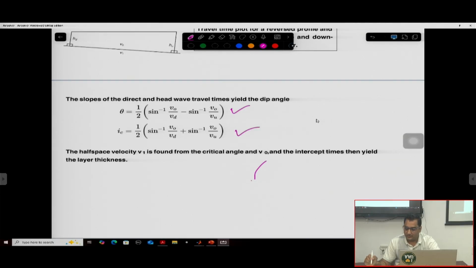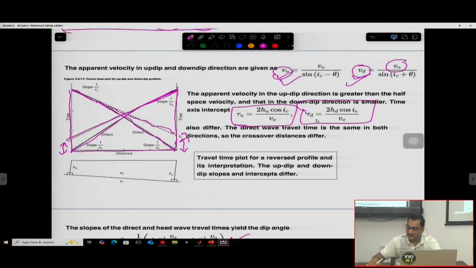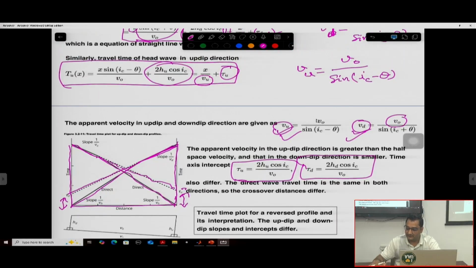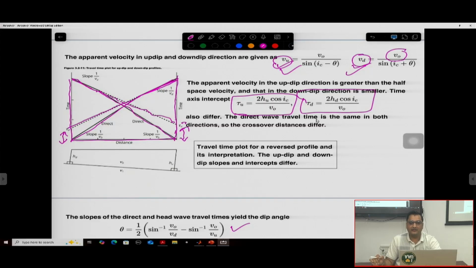Okay. So these are the formulas that you can use for finding out the dip angle of the interface and also the critical angle of the interface. In the case of the dipping geometry, the most important things are these travel time curves. Once you get them, you can find out many things, like the crossover distance and the apparent velocity of the head wave.